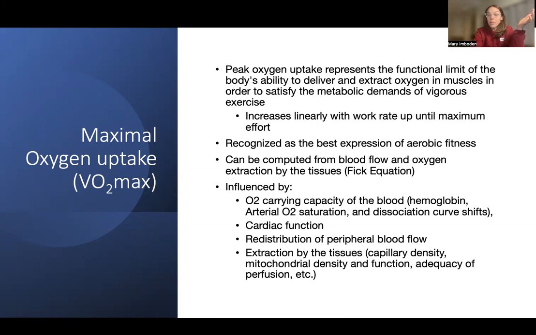And again, as a refresher, thinking about the Fick equation, VO2 max can be computed from both the central and peripheral component, the central being cardiac output and the peripheral being our AVO2 difference. And it's influenced by our oxygen carrying capacity of the blood, so our hemoglobin, our arterial oxygen saturation, and those dissociation curve shifts. Specifically, how able our body is to drop off oxygen.